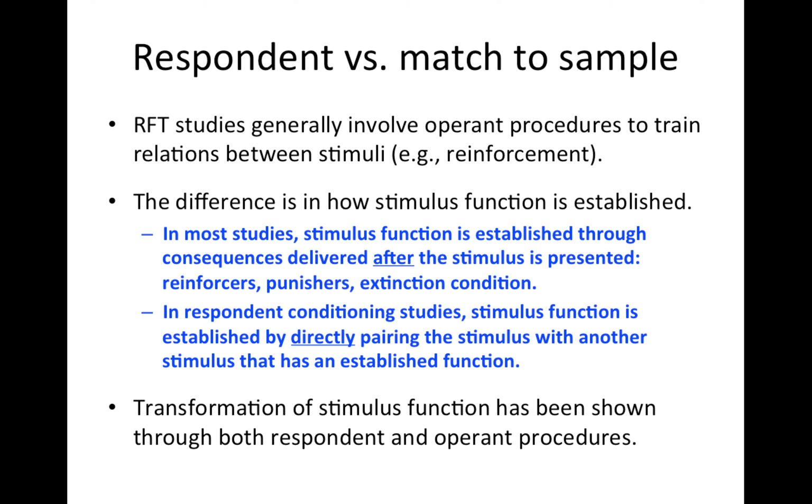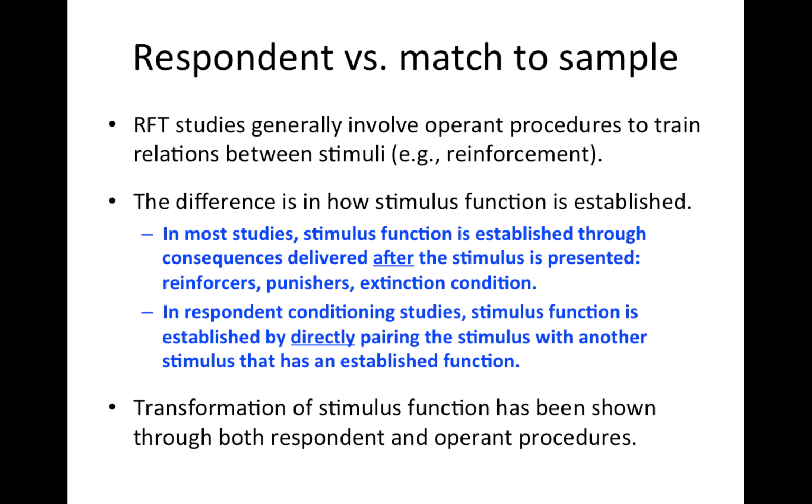Then we train that A equals B and B equals C. Then we can present C by itself and test whether it functions as a reinforcer. That would allow us to see whether transformation of stimulus function has occurred. But it's also possible for an RFT procedure to establish a derived eliciting function through a respondent conditioning pairing procedure. We'll be learning about a study that used this procedure next time we're all in class together.